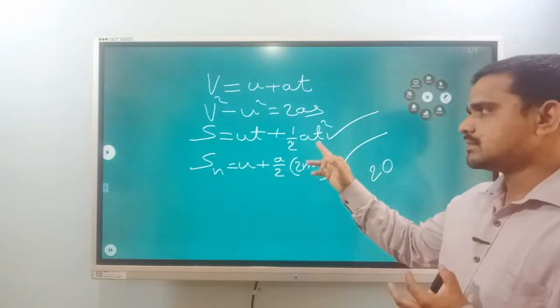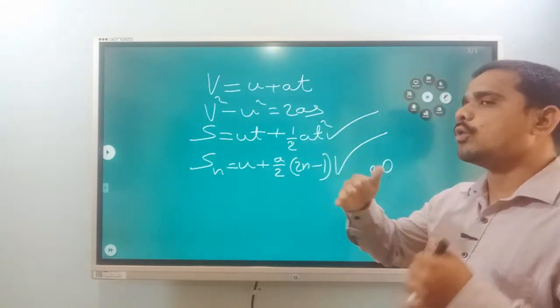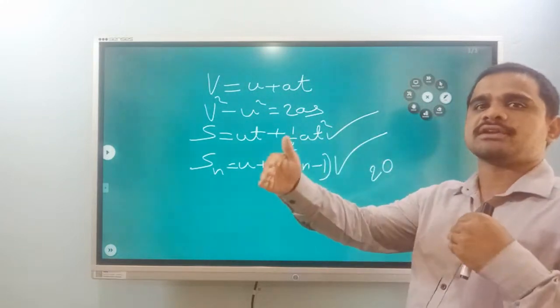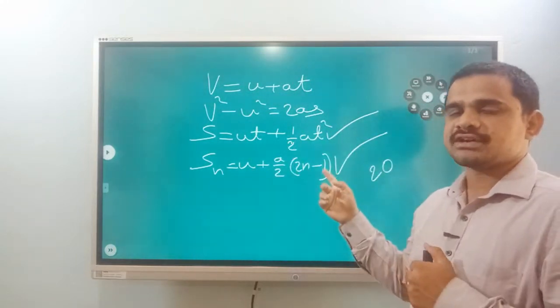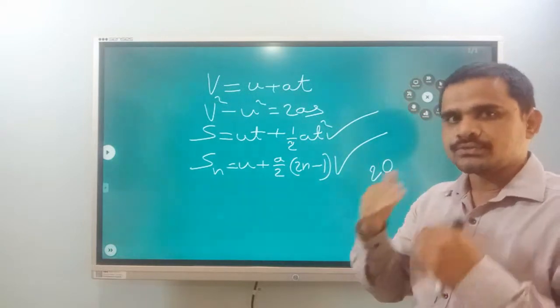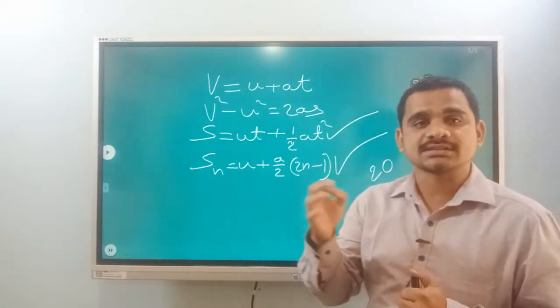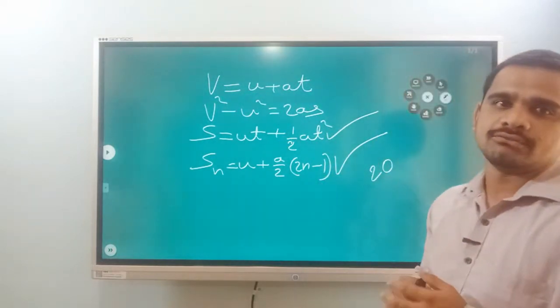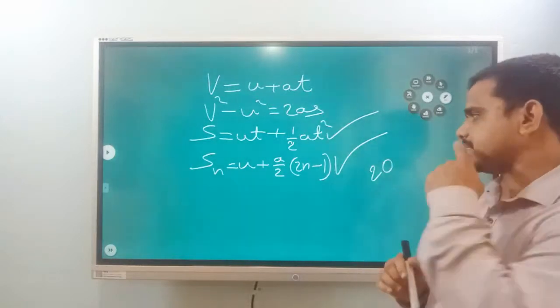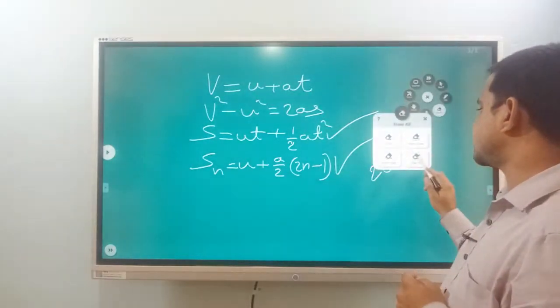This expression we use for the whole time of the journey, the distance traveled in the whole time of the journey. Whereas this one we use for a particular second, or a particular minute. These are the things which you have seen yesterday.